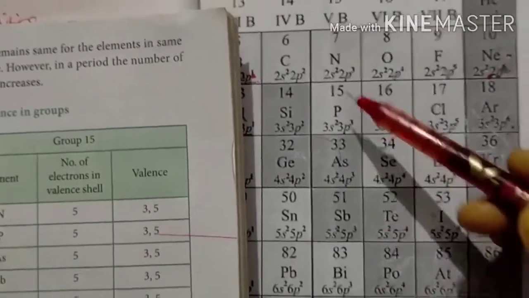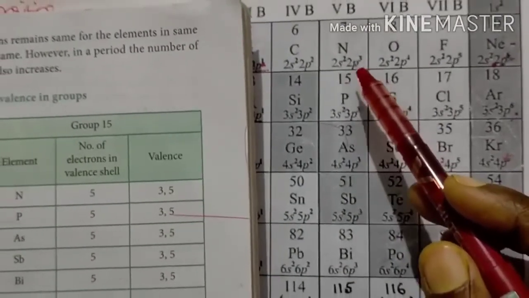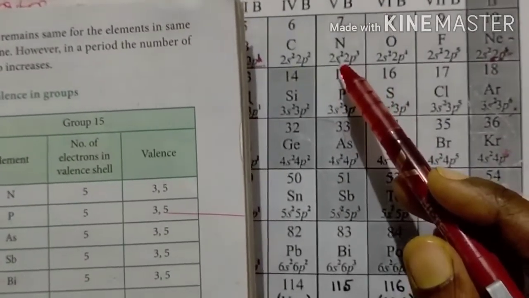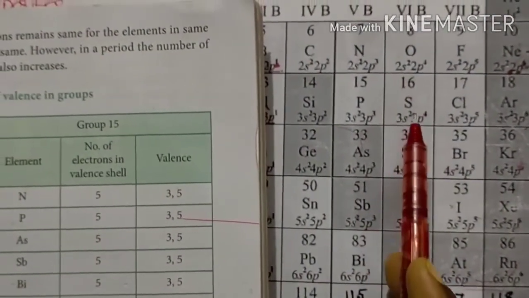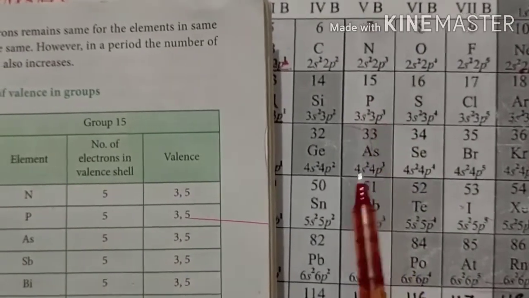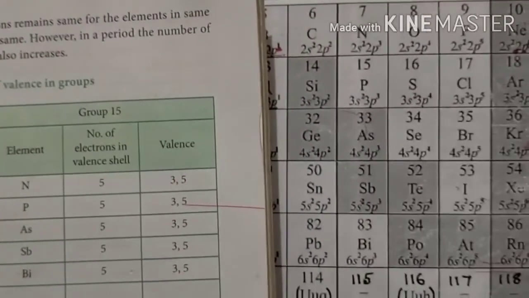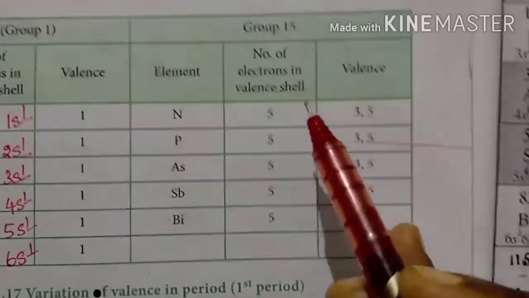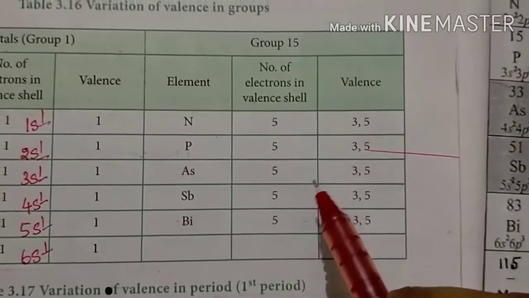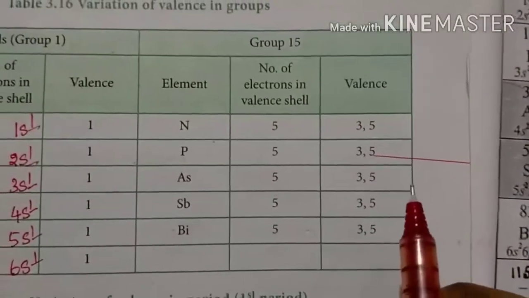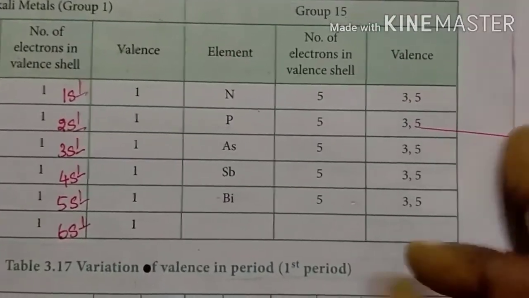arsenic, antimony, bismuth. Look at this valence electron configuration, 2s2 2p3. So the number of electrons in the valence shell is 2 plus 3, which is 5. Here also it is 2 plus 3, 5, for each element. So in a group, the number of electrons in the valence shell will be the same. So the valency of that particular group is mentioned here as 3 and 5.